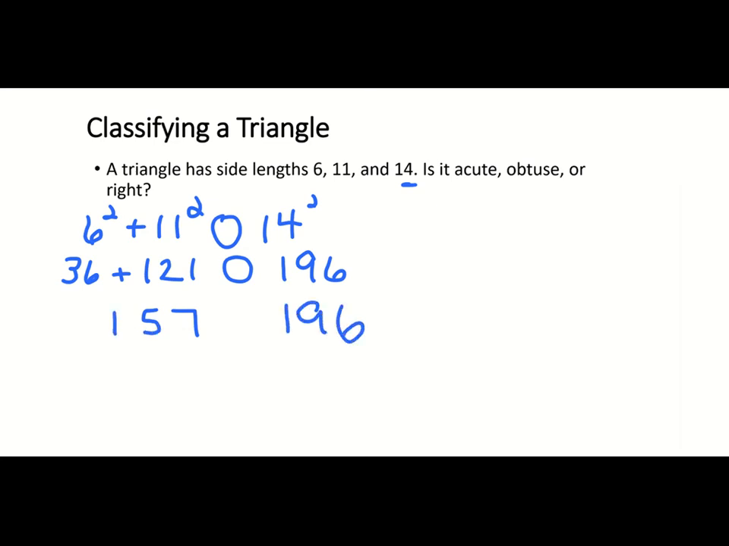So 157 is less than 196. So this is my C, and my hypotenuse is greater than the two legs squared and added together. So that means that my triangle is obtuse, because the side that's the largest is C when it's squared.